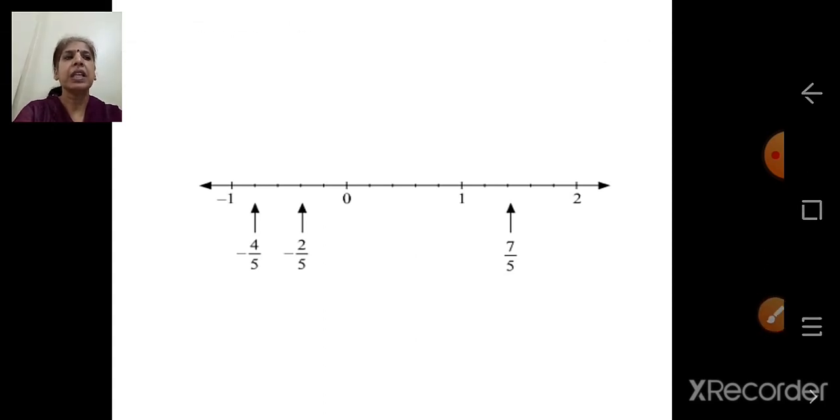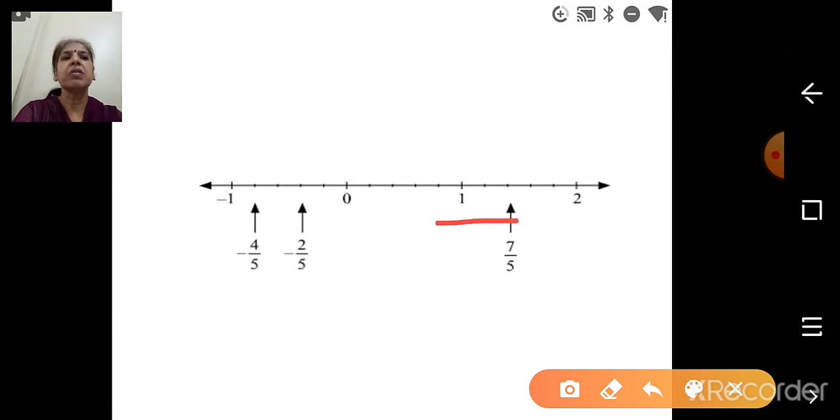Draw a number line, show the numbers 1, 2, and divide each into 5 equal parts. So these are your 5 equal parts: 1, 2, 3, 4, 5. Each unit distance is divided into 5 equal parts, on the positive side and the negative side also. First number is 7 upon 5. So do the counting after 0, positive side: 1 upon 5, 2 upon 5, 3 upon 5, 4 upon 5, 5 upon 5, 6 upon 5, 7 upon 5.